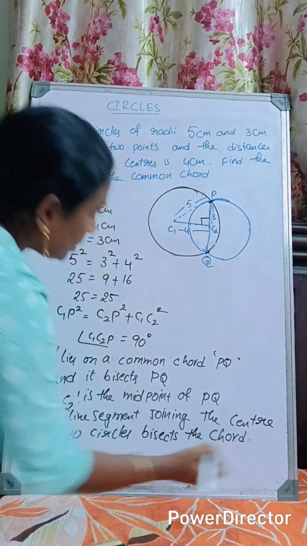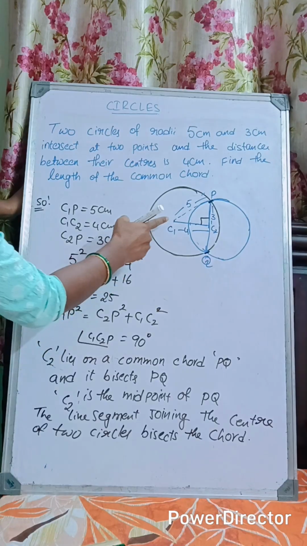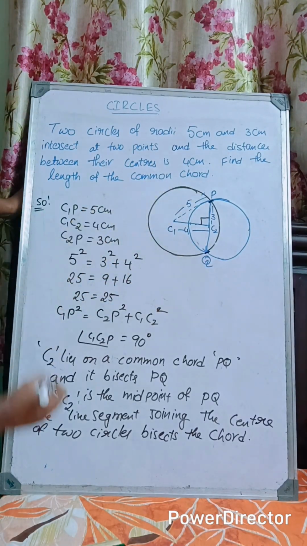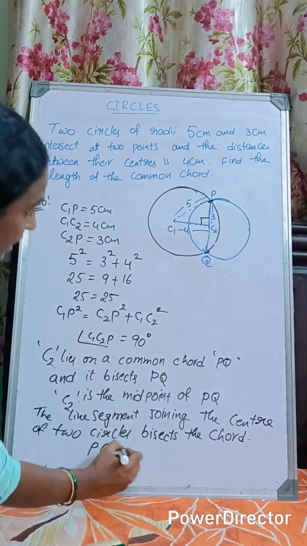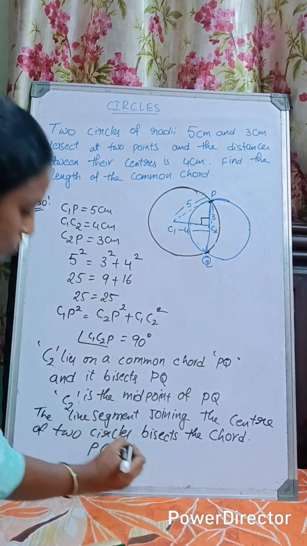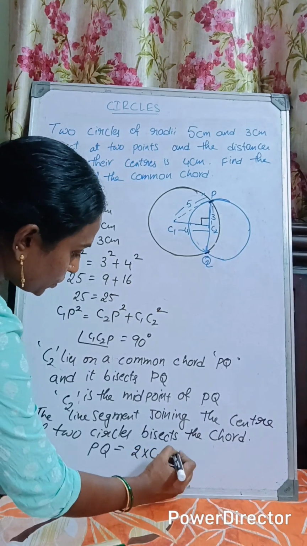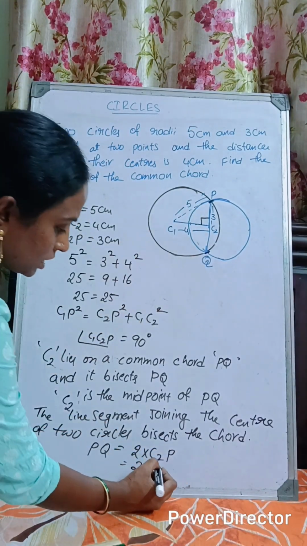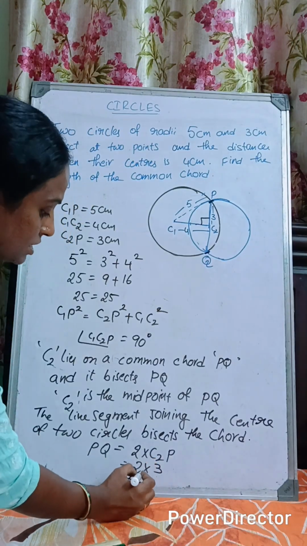Because PQ is the common chord, right? Yes. So if we draw a perpendicular, it bisects the chord. That means PQ can I write as 2 times C2P. Correct or not? So 2 times C2P. 2 into what is the C2P length from the given data? 3. Correct? 2 3s are 6.